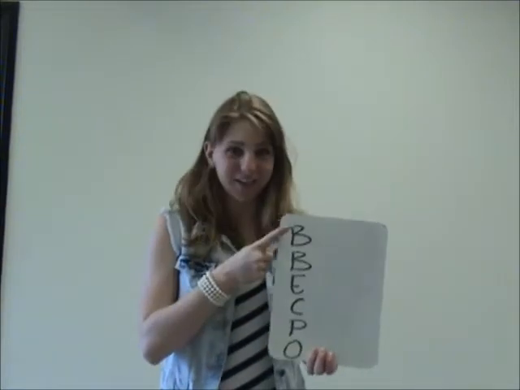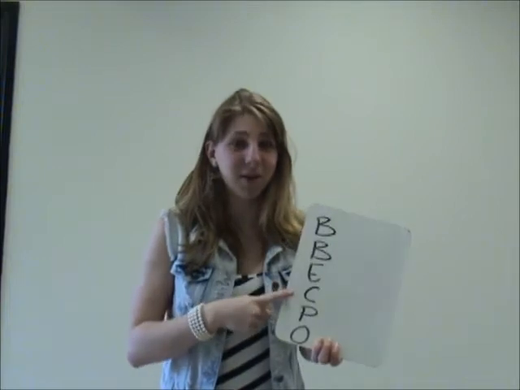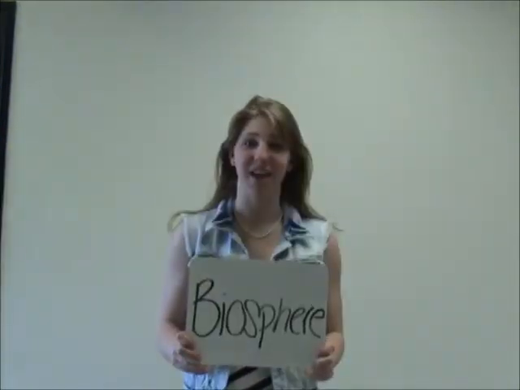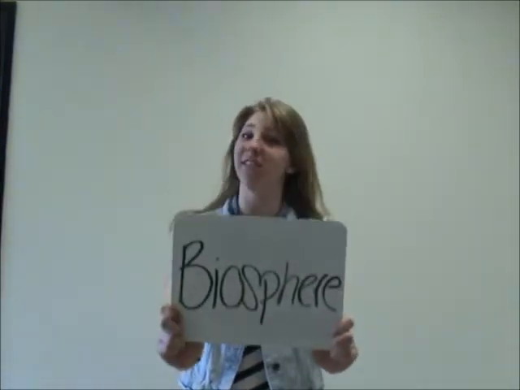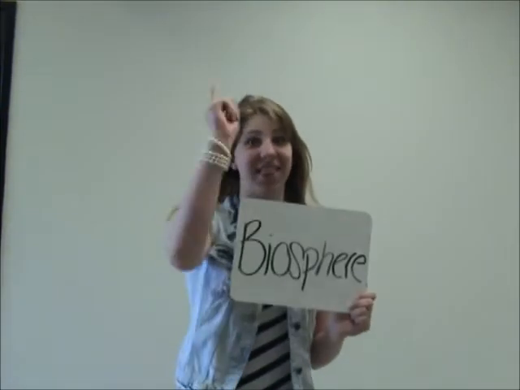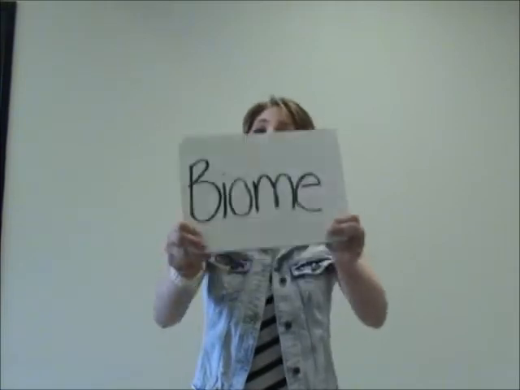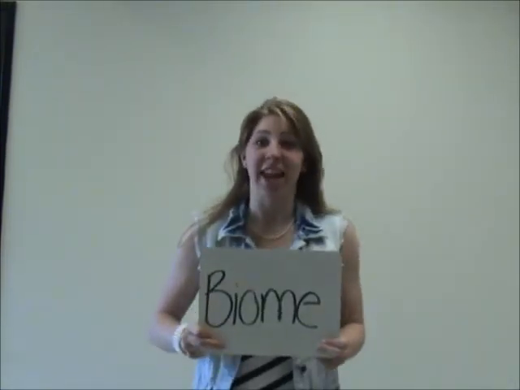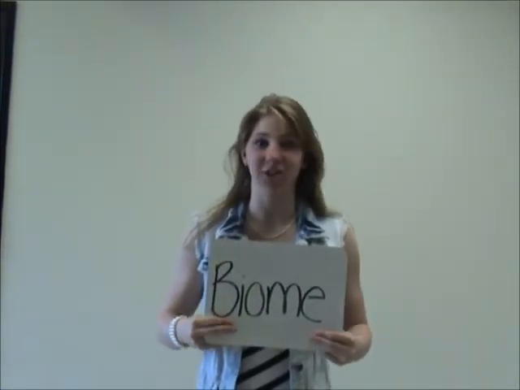There are many levels of ecology, and you can remember them by using the word APBio. Biosphere, biome, ecosystem, community, population, and organism. A biosphere is the largest level of ecology, and it is the part of the Earth and its atmosphere that contains life. A biome is the second largest level of ecology, and it is a region that contains unique characteristics.